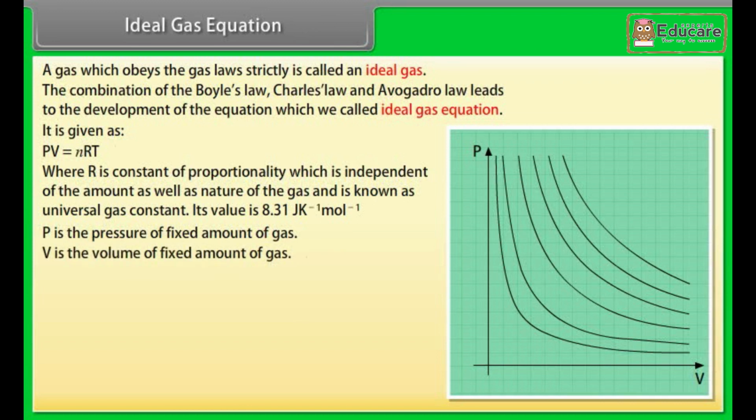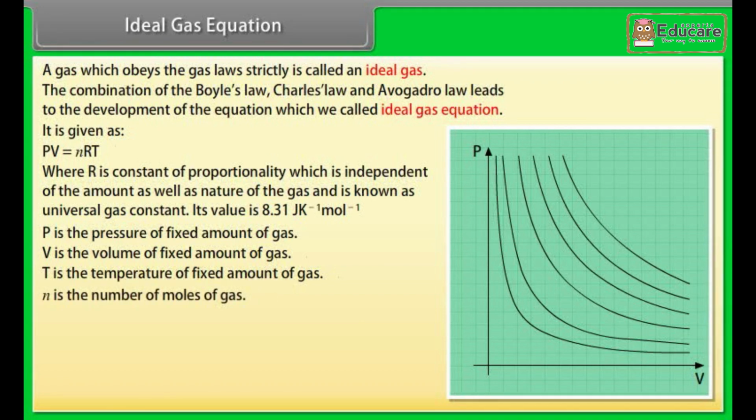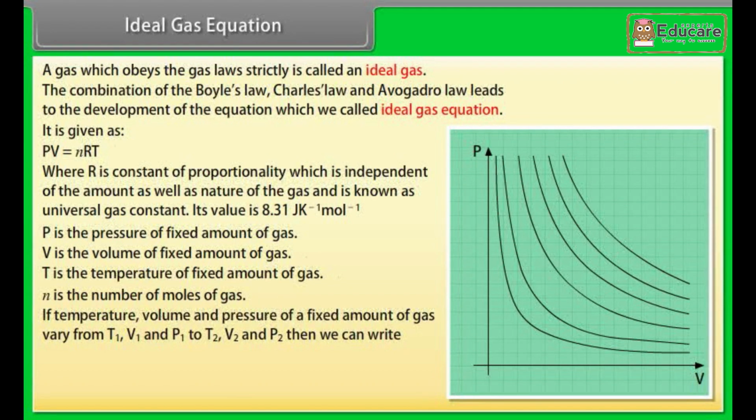V is the volume of a fixed amount of gas. T is the temperature of a fixed amount of gas. n is the number of moles of gas. If the temperature, volume and pressure of a fixed amount of a gas vary from T1, V1 and P1 to T2, V2 and P2, then we can write P1V1/T1 = P2V2/T2. This equation is called the combined gas law.